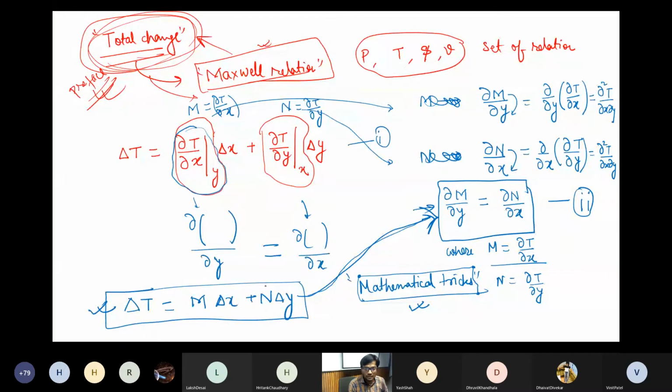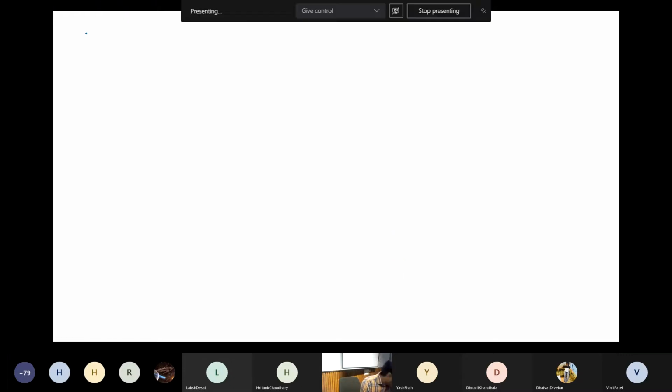Okay. Having said that, now let's come to derive our proper Maxwell equations. Before the Maxwell equations, I want you to recall our Gibbs equations. Recall is the correct word.